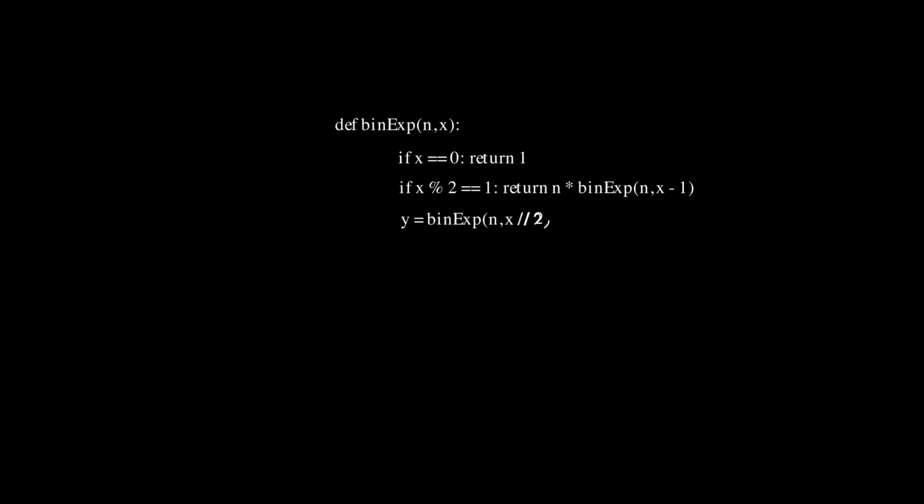First, we take care of the base case, which is when the exponent is 0. We will return 1 when this happens. Then we will take care of the case when the exponent is odd. In this case, what we'll return is the base multiplied by the recursive call, with the exponent being decreased by 1. Finally, when the exponent is even, we will assign a variable y to be equal to the function when the exponent is cut in half. And then, we will return this variable y multiplied by itself, giving us the correct answer.